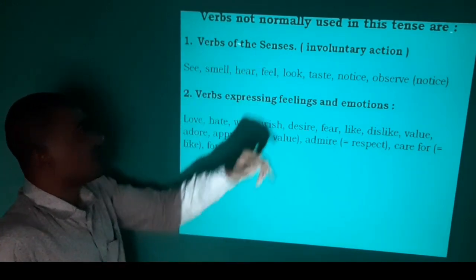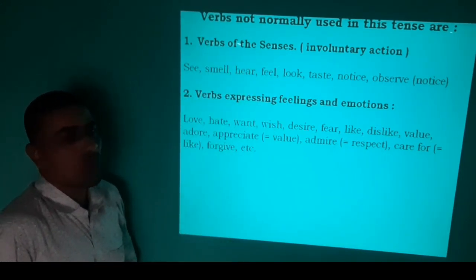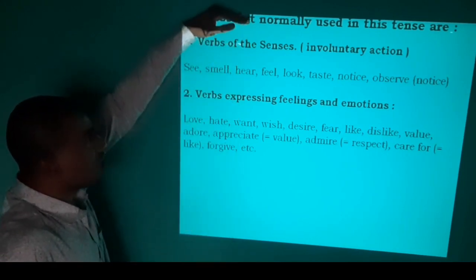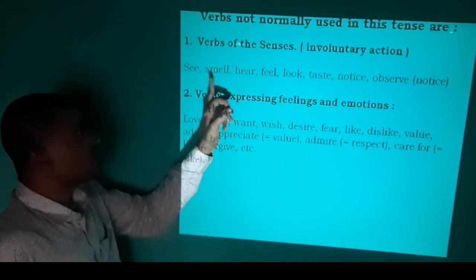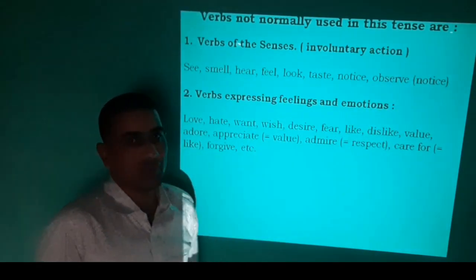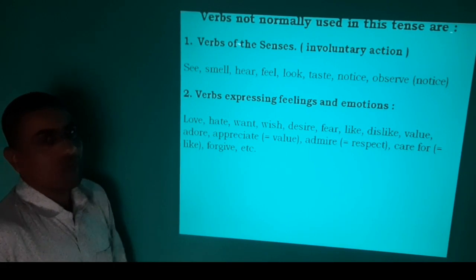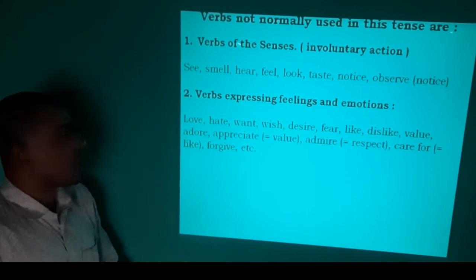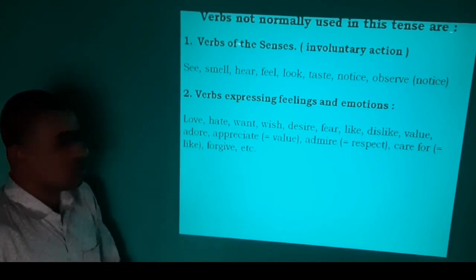So, the verbs of the senses. Whenever you talk about involuntary action, about the verbs of the senses, we speak in terms of verbs like see, smell, hear, feel, look, taste, notice, observe. All these verbs are always used only in the simple tense. We say I smell something. So I hear, not I am hearing. I look, I notice, I observe, all those things.